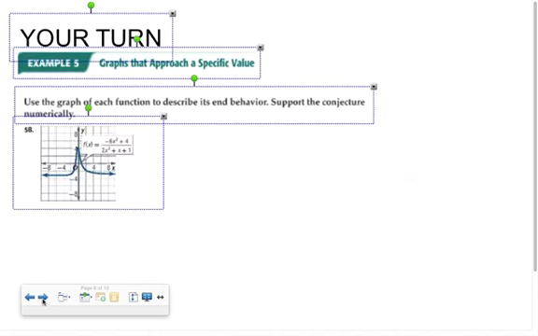Take a moment and work through the your turn below.